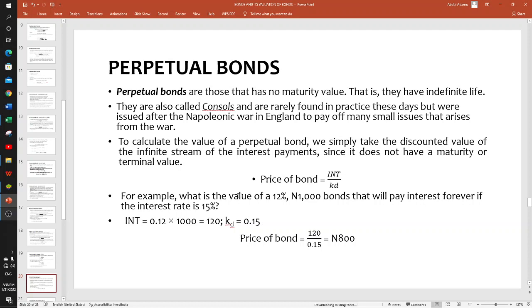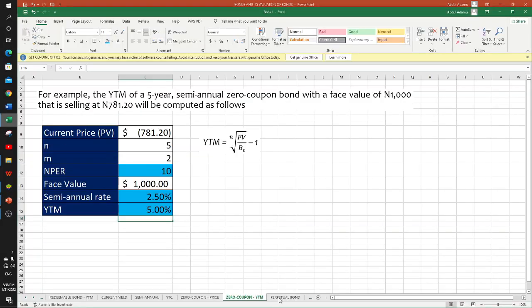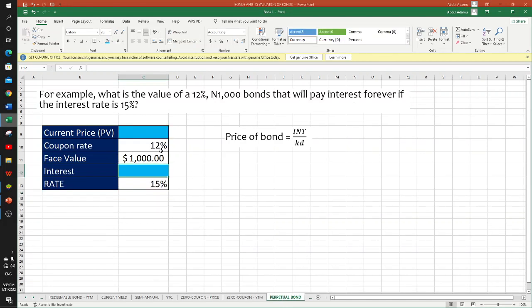For example, the value of a 12%, 10,000 bond that will pay forever if the interest rate is 15%. So 12% times this to get the interest, that's 120. So this divided by this, you get 800. 800 naira is this. So we also demonstrated it in Excel, but not with any particular formula. All we do is calculate the interest. The interest equals this times the coupon rate, 120, then this equals the interest divided by the rate. Enter, which is 800 naira. So that is the value there.